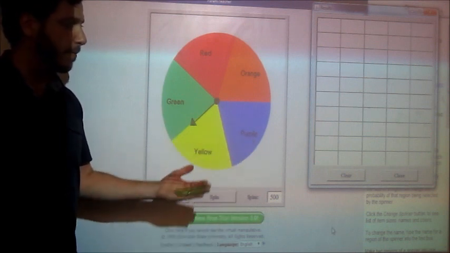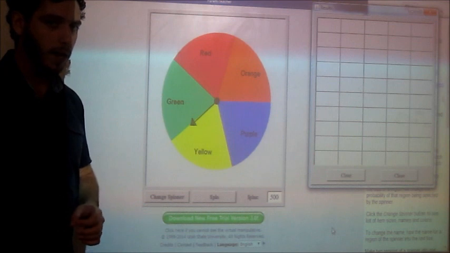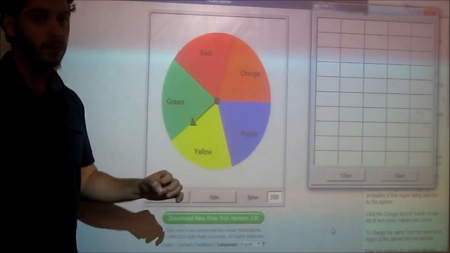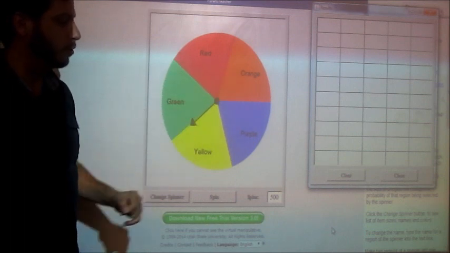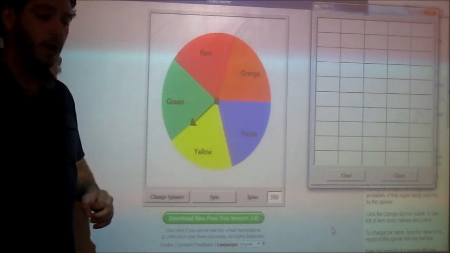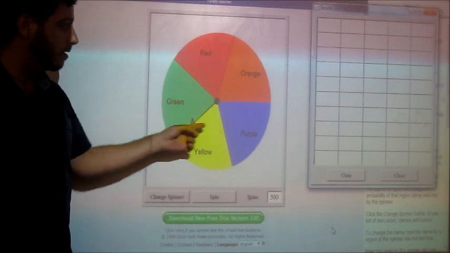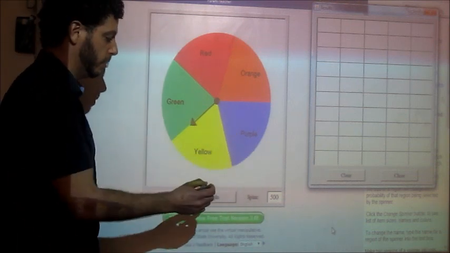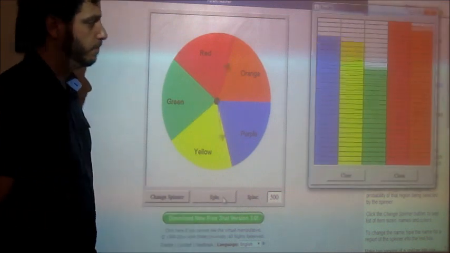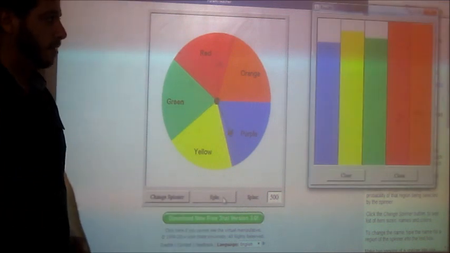Well, if our experimental probability were equal to our theoretical probability, each one of these colors should be landed on 100 times. There are 5 colors, 500 spins, each one of them should have 100. Now let's see what actually happens.